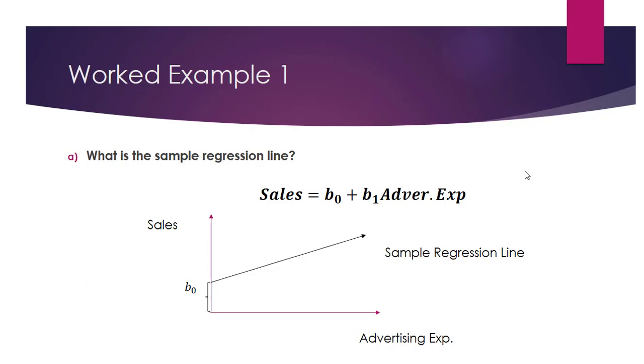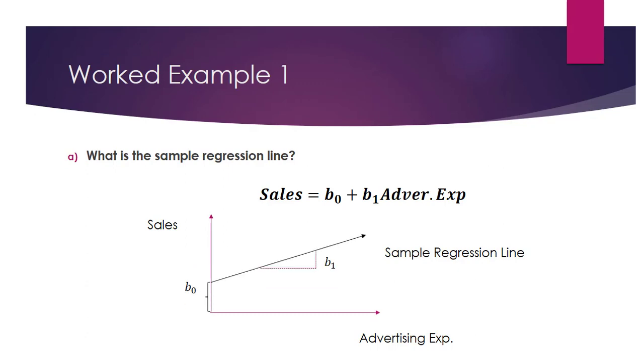Recall that the sample regression equation looks like this. The B coefficients are used instead of betas, since these are the estimates of the true population coefficients. The sample regression line is the estimate of the population regression line. This B0 is the intercept term and refers to the point at which the sample regression line intercepts the y-axis. A high value for beta 0 looks like this, and a small beta 0 looks like this.